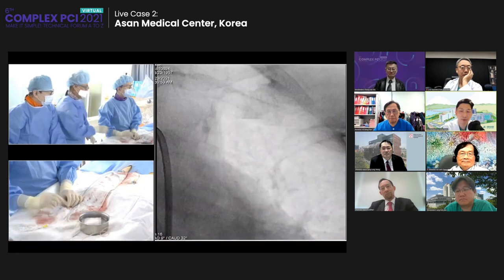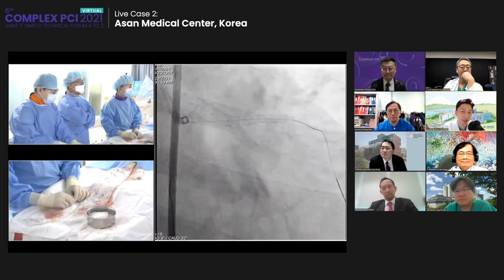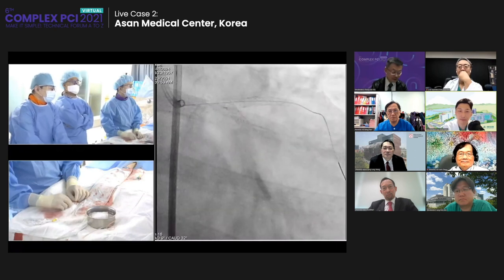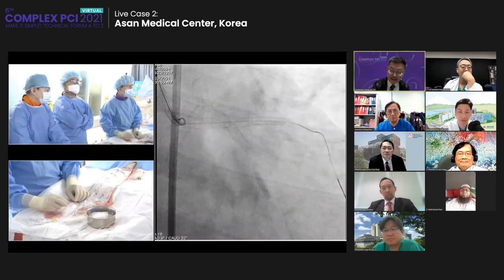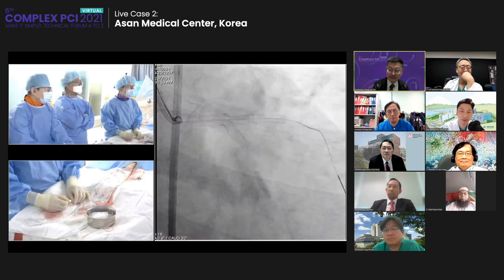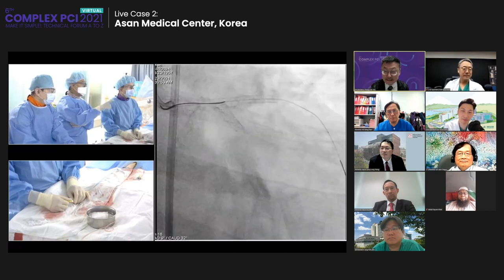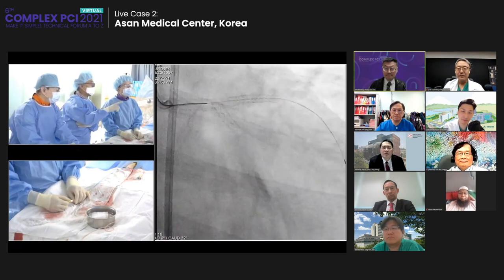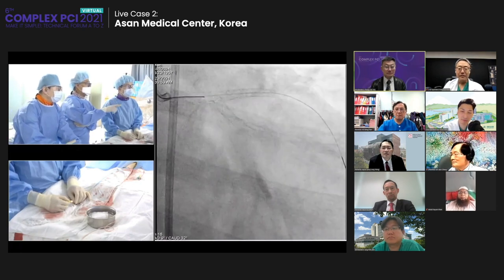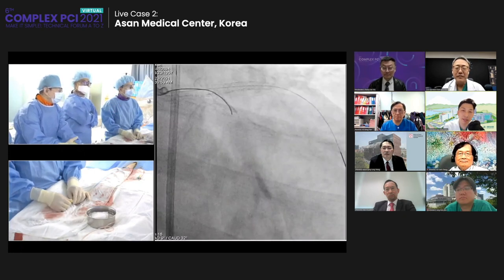We could not find the flow at this LAD after wiring. So the Sion wire does not spend too long. I see you just wired straightforward to the path, left main, LAD, just okay. One stent or overlapped stent? It's just one stent, Pico Elite. Yes, 10 or 11 years ago. It was a long Pico Elite.